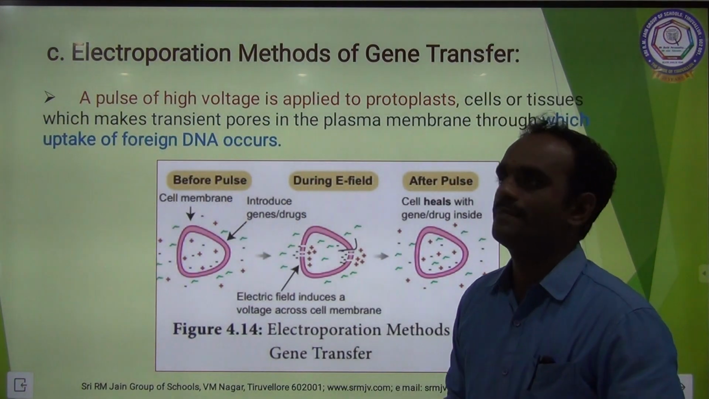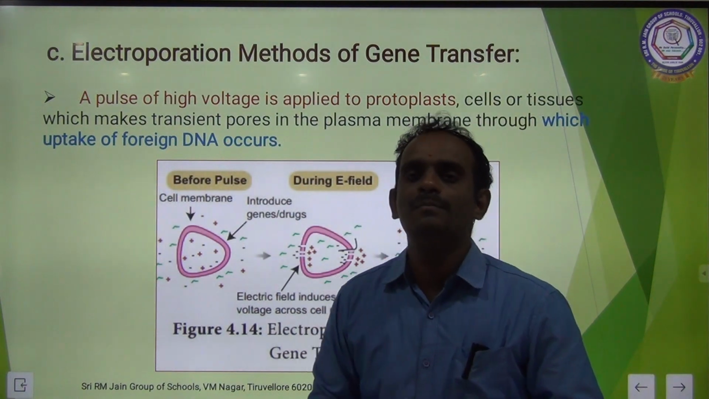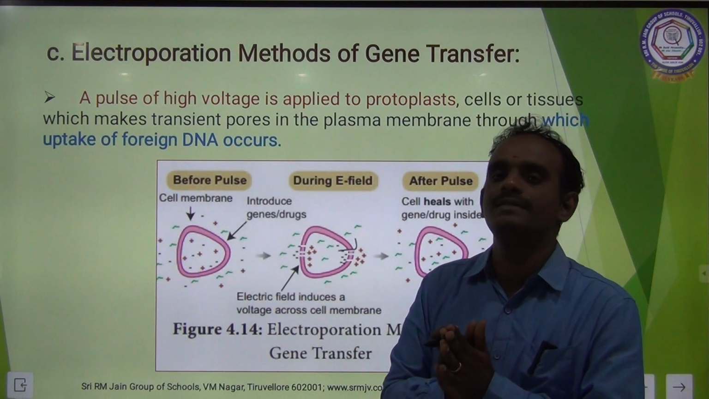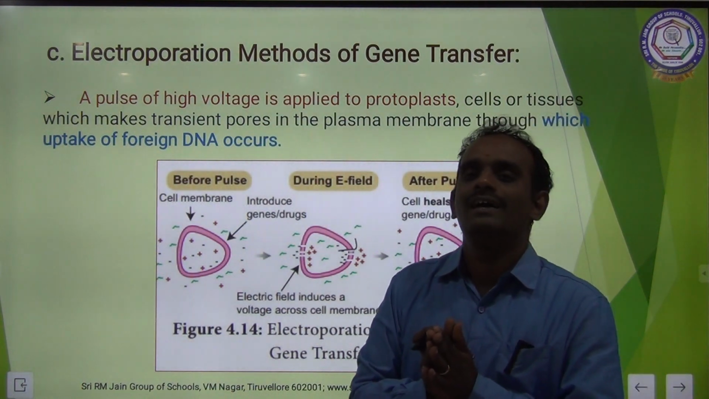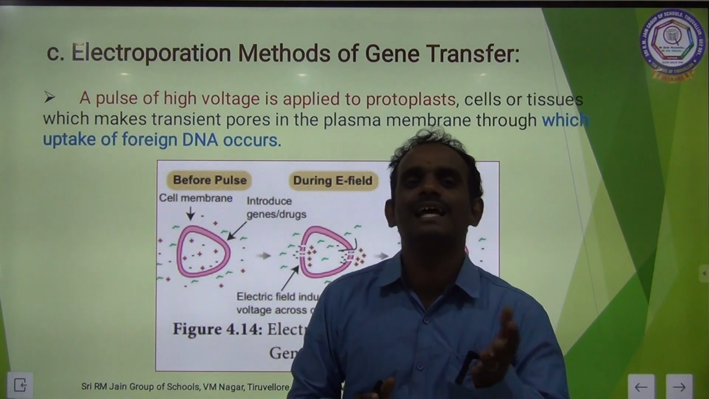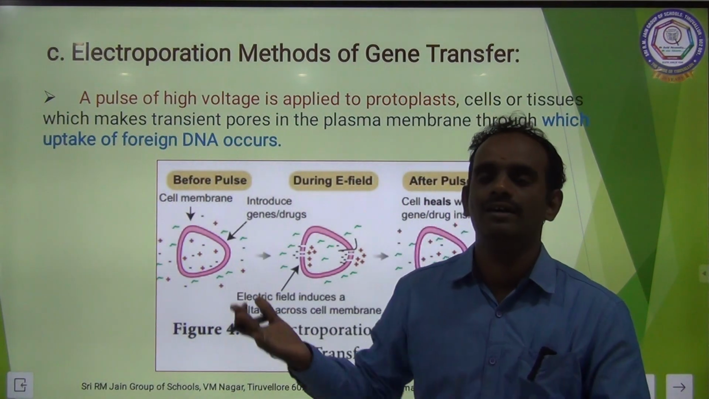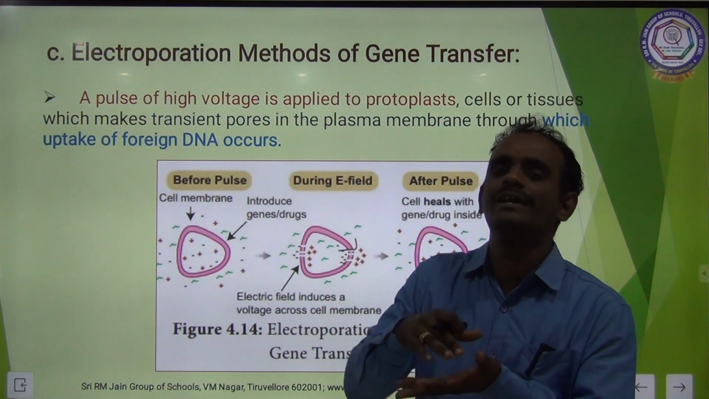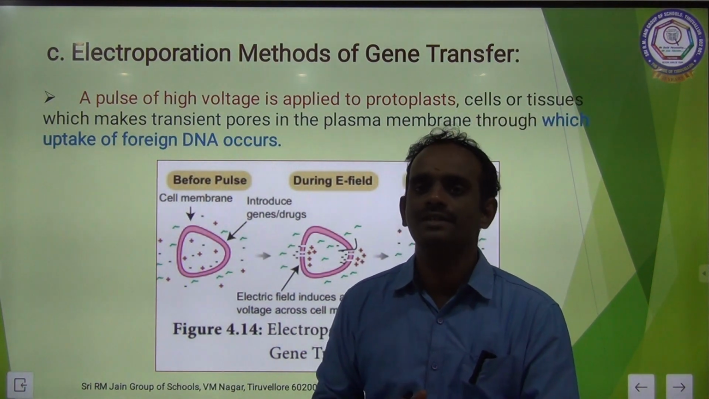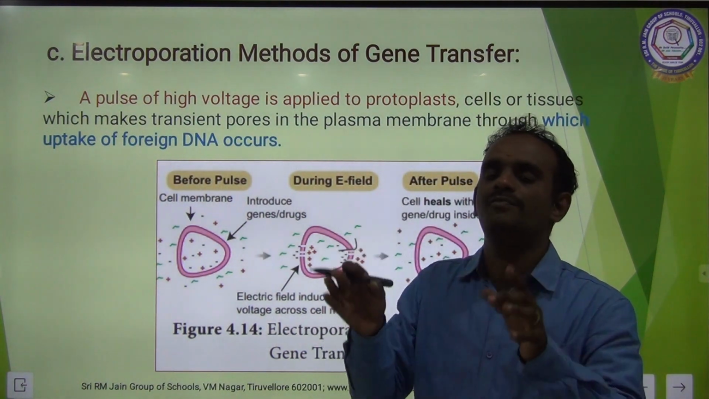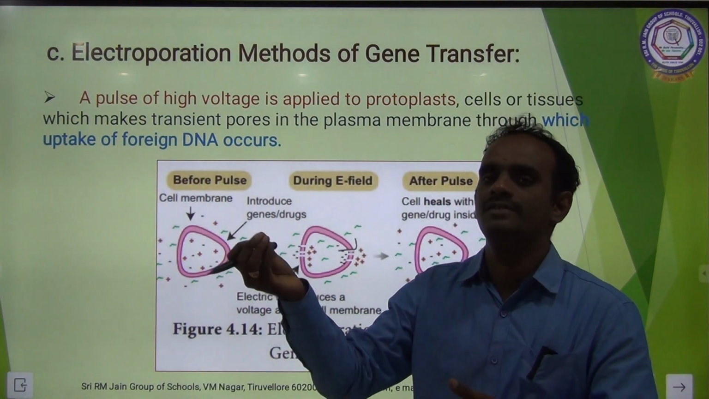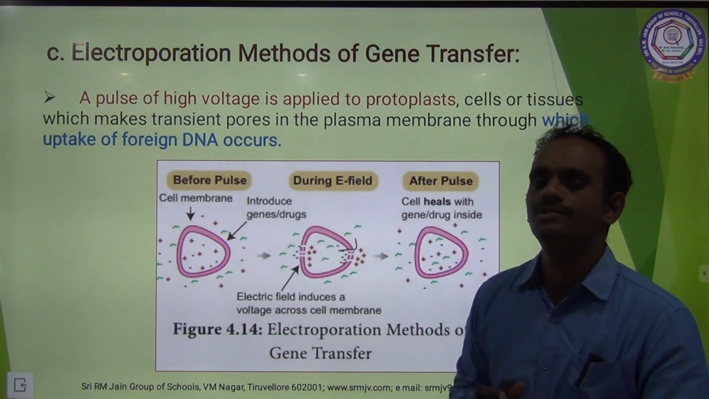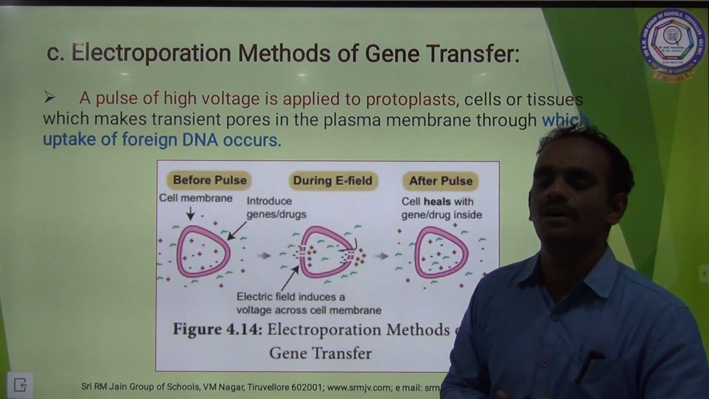The next one is electroporation mediated gene transfer. Electro means by the use of current, electricity, cathode, anode, cation, anion, everything you know, right? By passing a high voltage current, there may be a chance of breaking of the plasma membrane. After that, we transfer the gene of interest into the host cell. That is called the electroporation method of gene transfer.